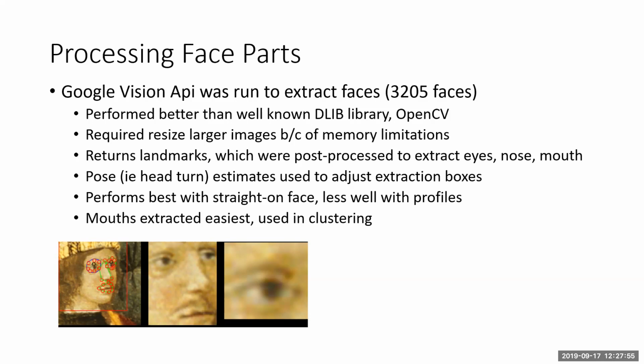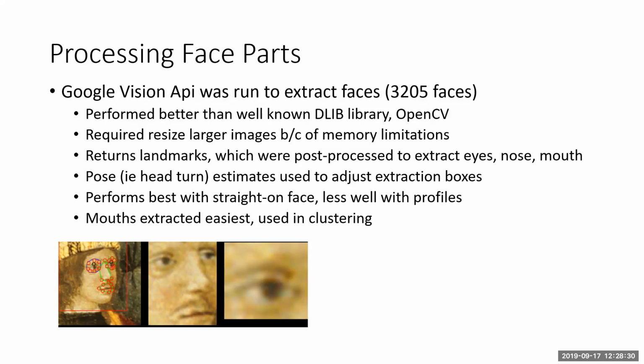So we were also interested in analyzing parts of the face. I compared different face detection algorithms, and Google Vision has an API that will extract faces for you, and that was working better than some of the OpenCV stuff. And the nice thing is you get these landmarks. It tells you where certain points are in the eyes, nose, and mouth. So I was able to run Google Vision, get the landmarks, and pull out regions around the eyes, mouth, and nose.